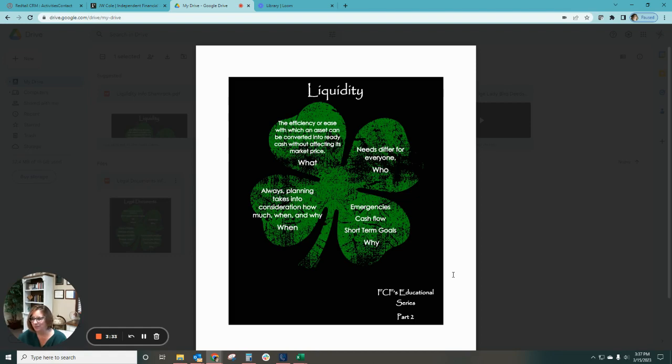Some examples of illiquid assets are going to be collectibles such as stamps, coins, and artwork, because even though it does have a perceived value, it may take you a little bit longer to find someone that is willing to pay the price that you want for those assets. Therefore, they are considered illiquid because you do not have the ease and efficiency of converting them to cash. Another example would be business ownership and/or real estate.